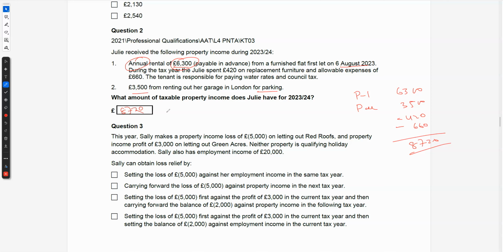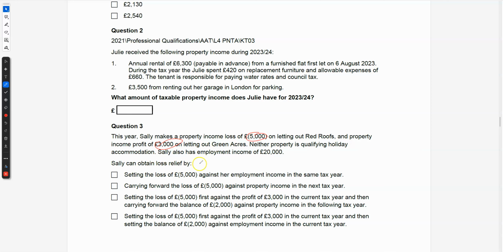The next one we have here is this year Sally makes a property income loss of 5000 on letting out Red Roofs, and a property income profit of 3000 on another property, Green Acres. Neither property qualifies as holiday accommodation. Sally also has employment income of 20,000. Basically she has two properties, one making a loss and one making a profit. So fair enough, we need to find the difference for that.